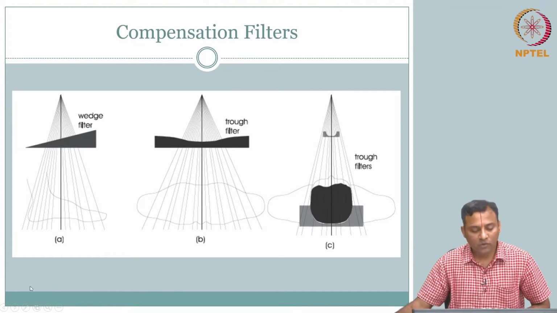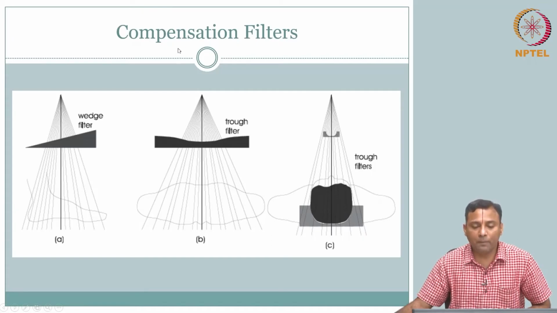Therefore whatever loss you are getting is going to be proportional only to your differential material property, subtle material property, correct. So this is why it is a compensation filter, because you are compensating for this change in path length through the medium. So you are trying to compensate for that.